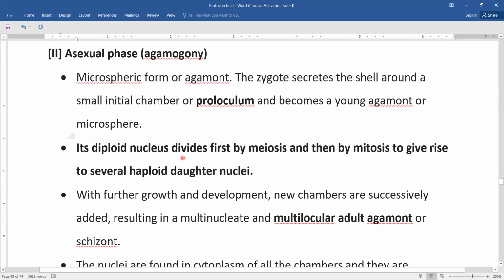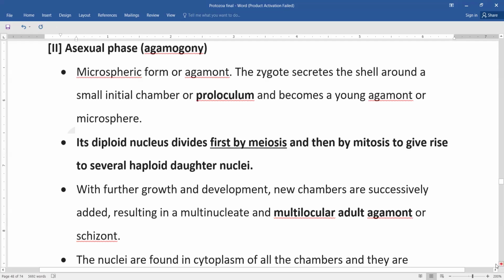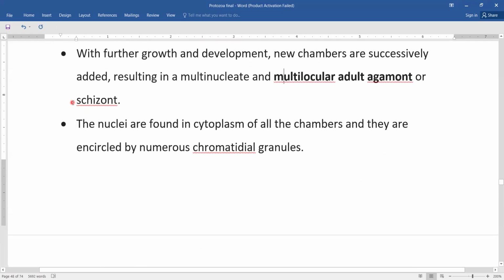Then immediately it divides, first by meiosis. Due to the first meiotic division, the diploid condition is lost and the haploid condition is achieved, and then each nucleus continues mitotic division to give rise to several haploid daughter nuclei. With further growth and development, new chambers are successively added, resulting in a multinucleate and multilocular adult agamont or microspheric form. You can also call it a schizont because it undergoes multiple fission.